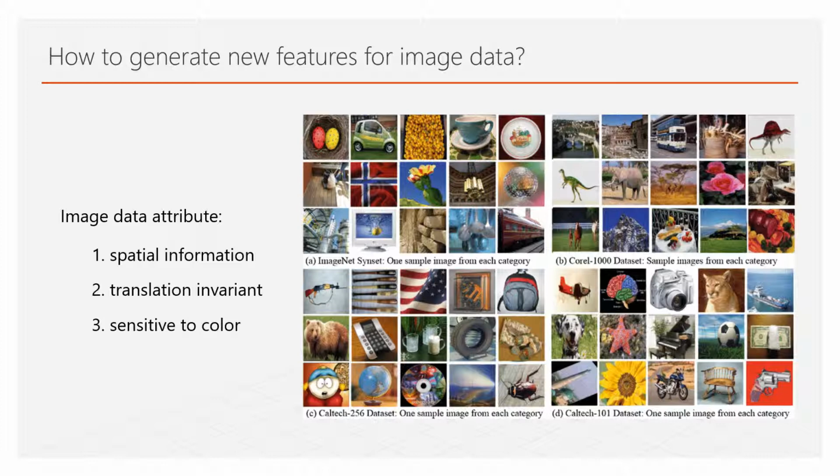Image data is a little different because image data contains special information, so we can't easily flatten an image's pixel values to a vector and run a single-layer hyperplane network on it.